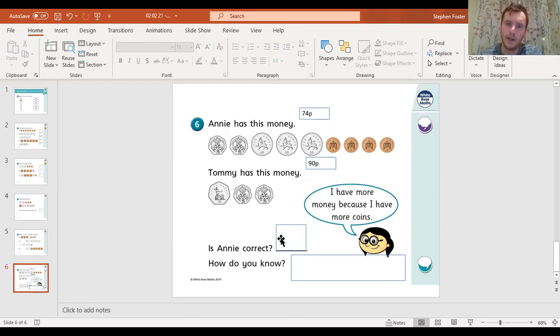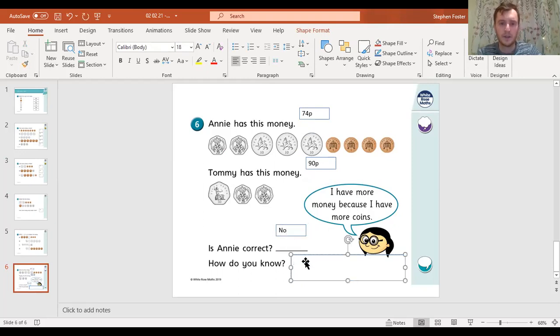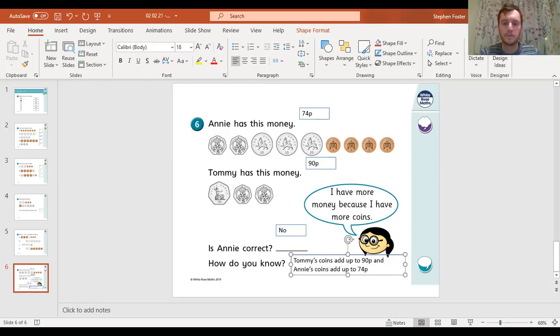Does Annie have more money than Tommy? And no, she doesn't. So Annie is not correct. How do we know? Because Tommy's coins add up to 90p and Annie's coins add up to 74p.